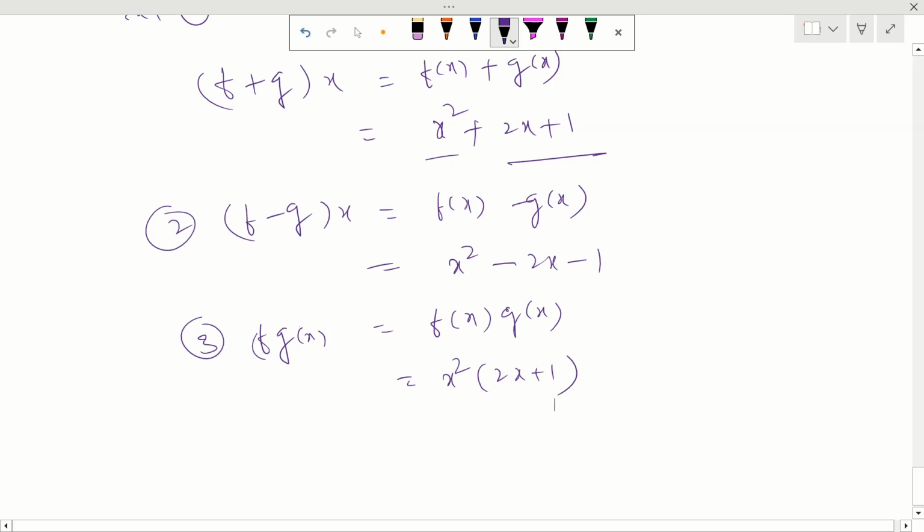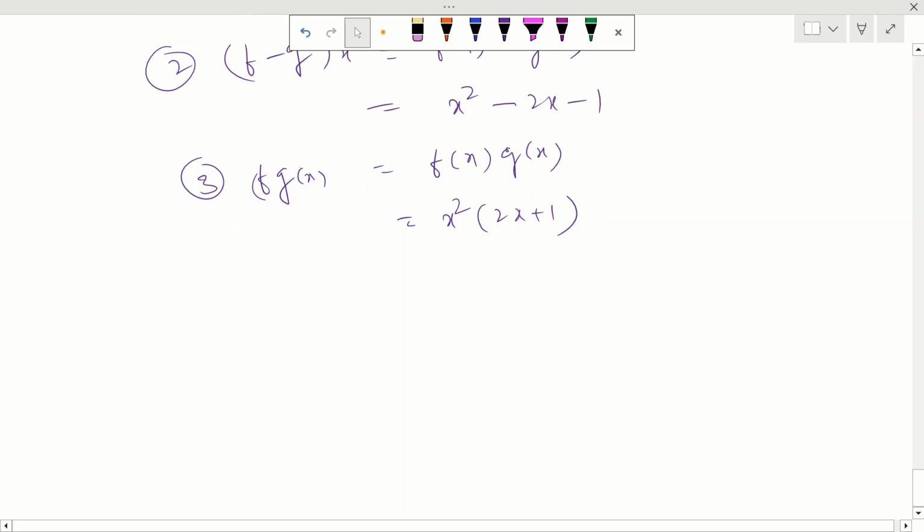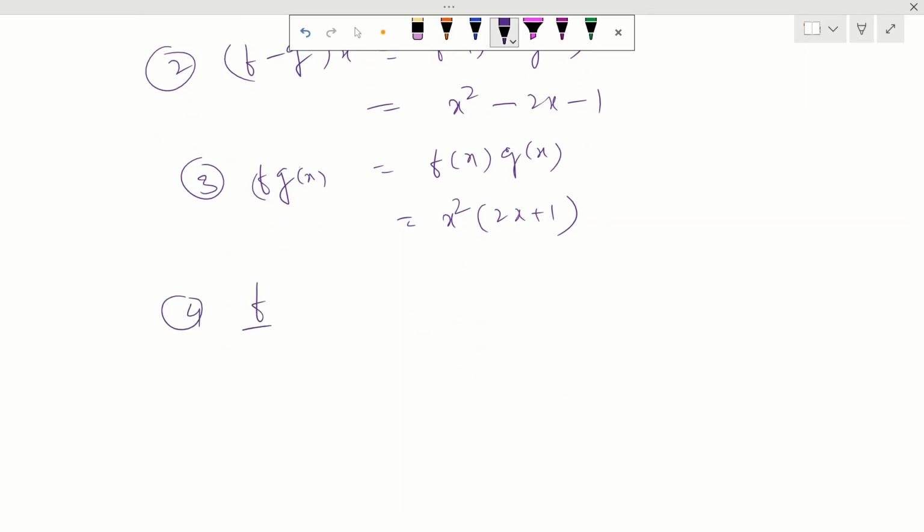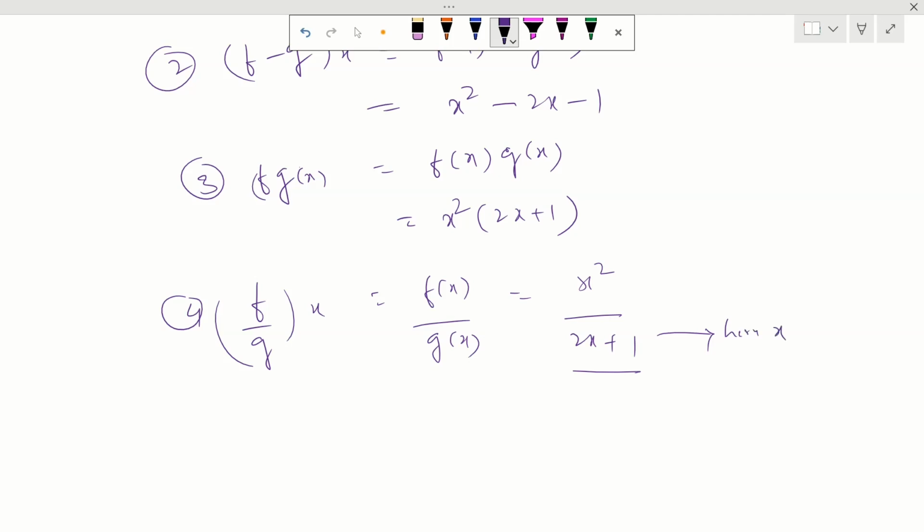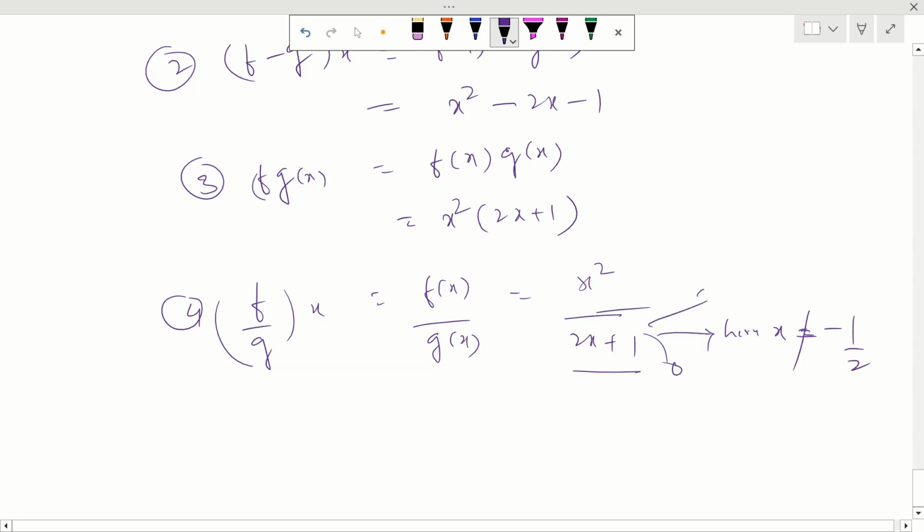Okay. Next, we'll discuss the quotient. So f by g into x is what? F of x divided by g of x. F of x is x square, divided by 2x plus 1. Here, x should not be equal to minus 1 by 2. If the value of x is minus 1 by 2, the below term will be 0, and we have the condition that g of x will not be equal to 0. Okay, this is over.